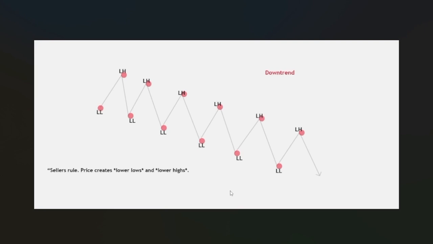In a downtrend, price creates lower lows and lower highs. This is lower low, lower high, lower low, lower high, lower low, lower high. Why? Because, for example, this low is lower than the previous one, and this high is lower than this one. I hope it's simple to understand, right?